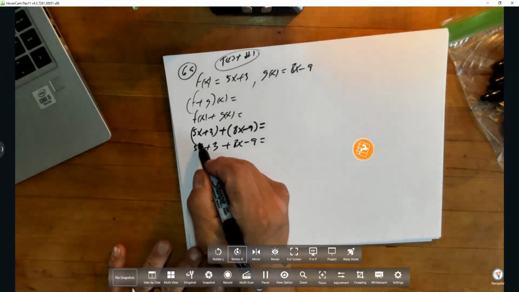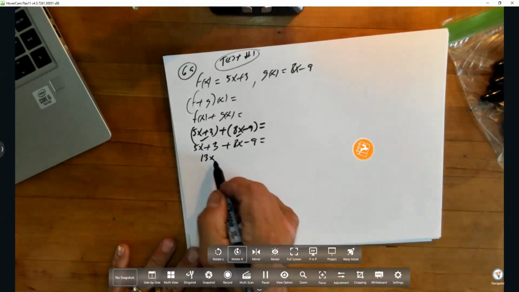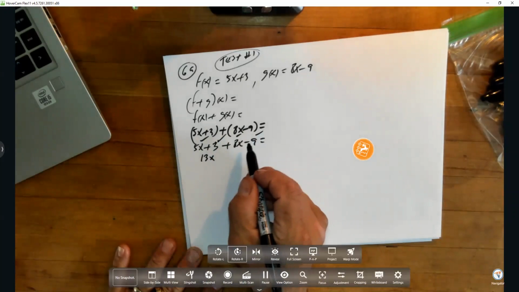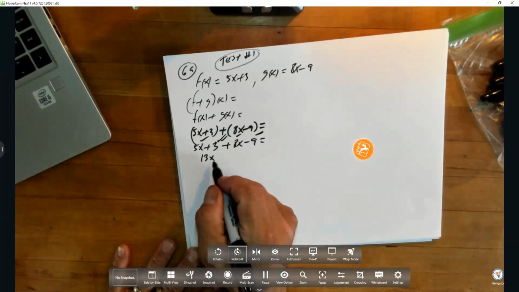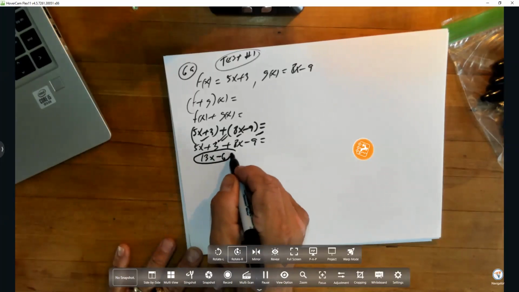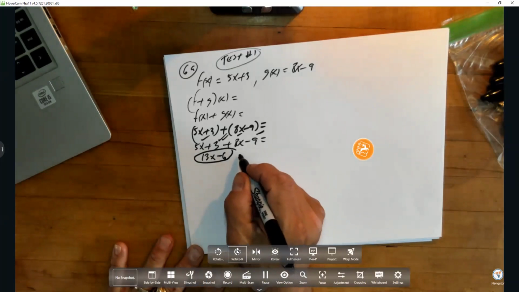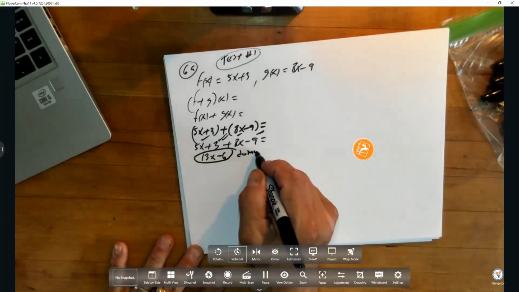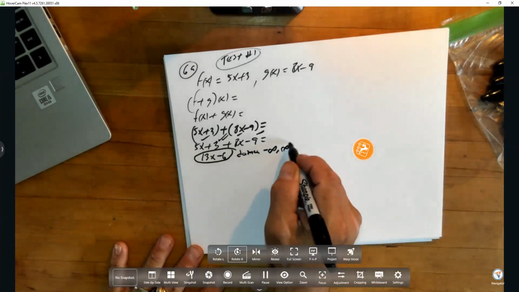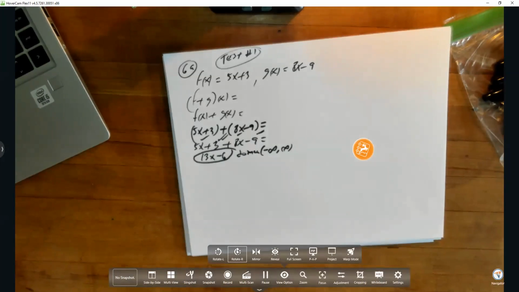All right, can I add 5 and 8? How much is that? 13. 13x. And 3 and negative 9, how much is that? Negative 6. Okay, that's my answer right there. So if you add them together, there's the answer. And for now, the domain for this first problem is always going to be negative infinity to infinity, just like a generic answer. So f plus g of x is right there. Add them together: letters and letters, numbers and numbers.